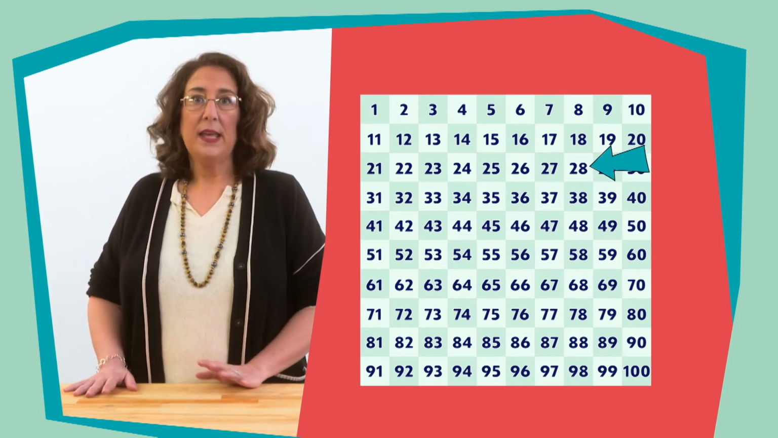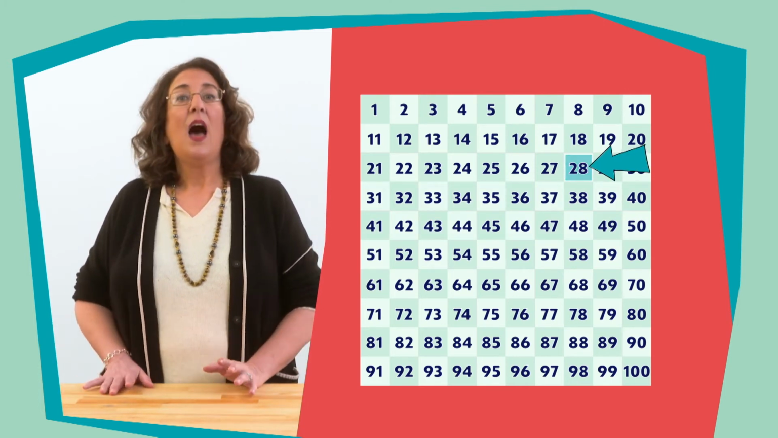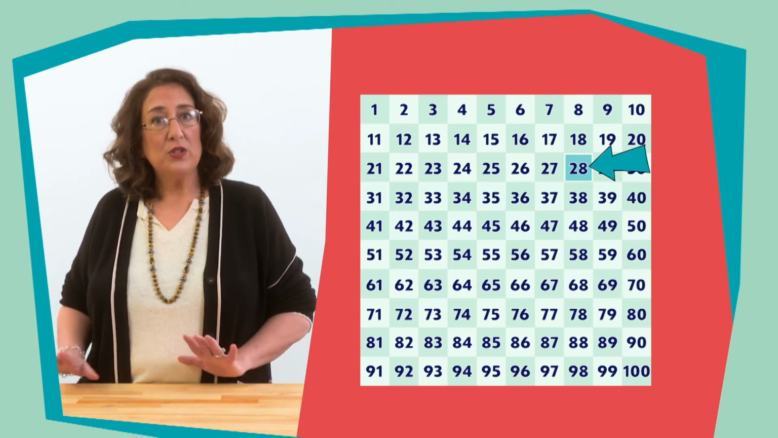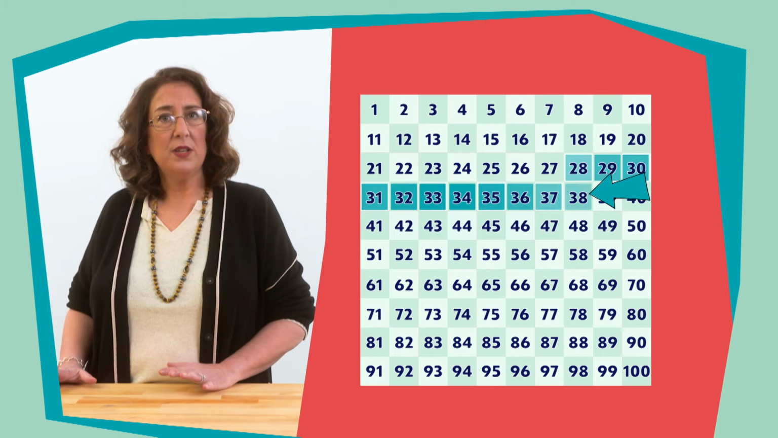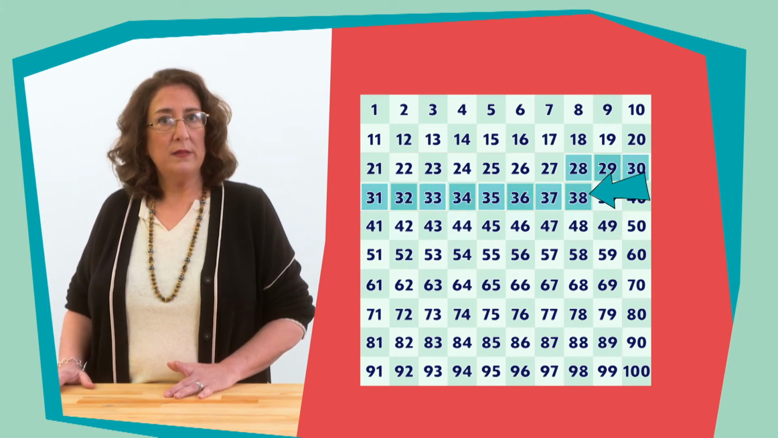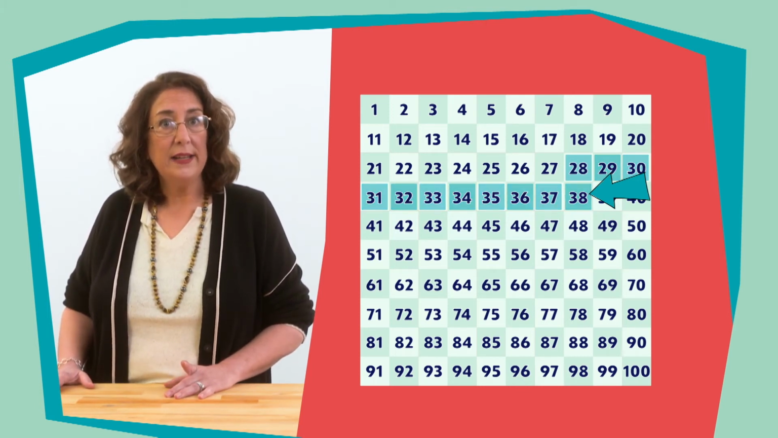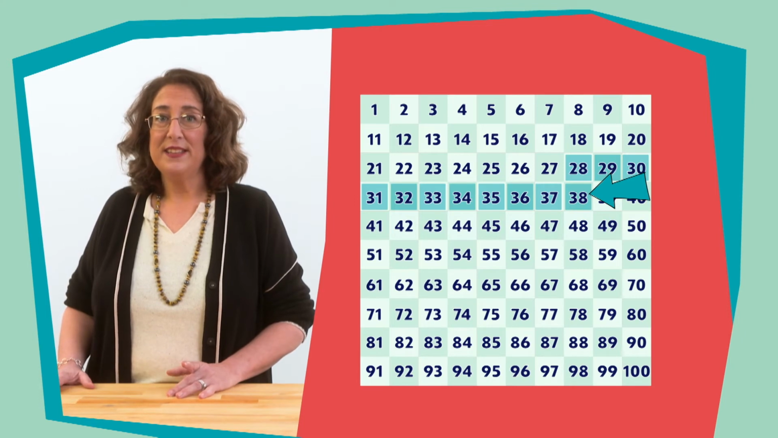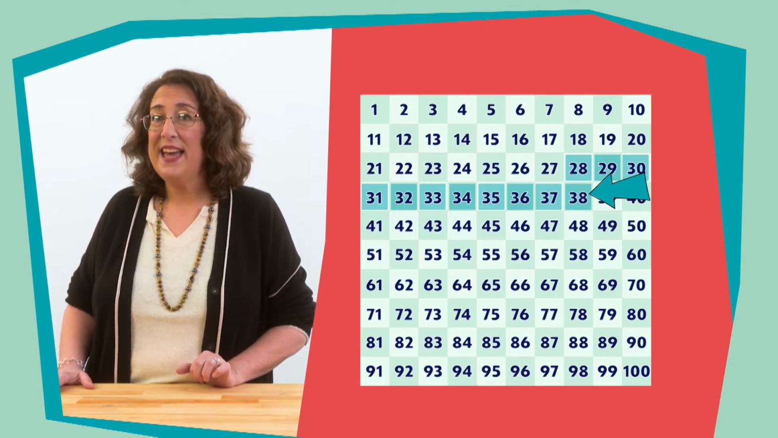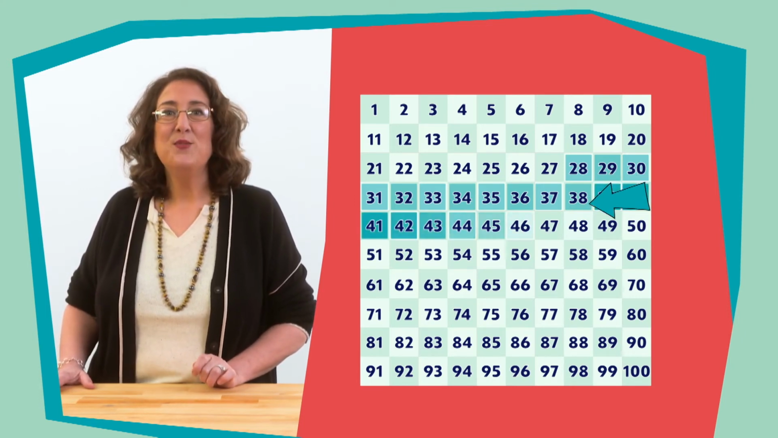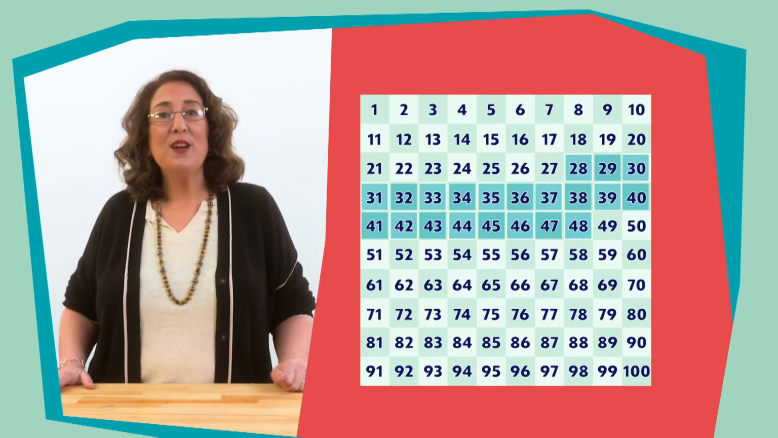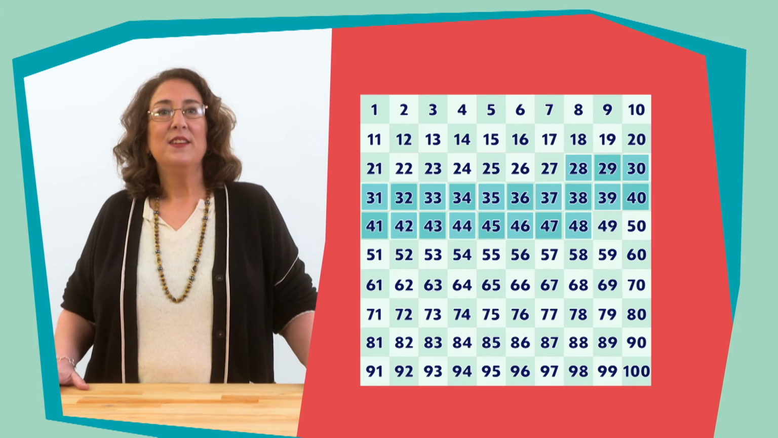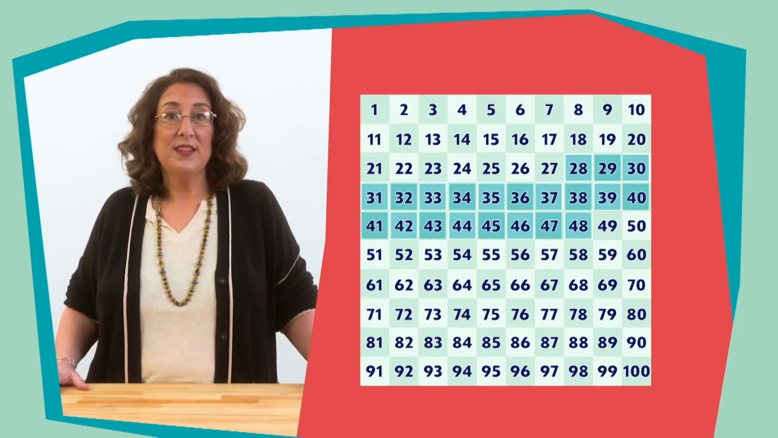Okay, here's 28. I'll move down one row, which represents one skip of 10, and that takes us here to 38. But we're not at our total yet. Let's keep going. If we skip count by 10 again, we get to 48, and that's our total. So right where we want to be. We can stop skip counting here.